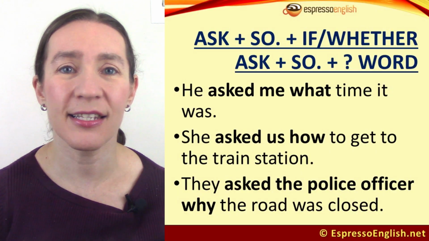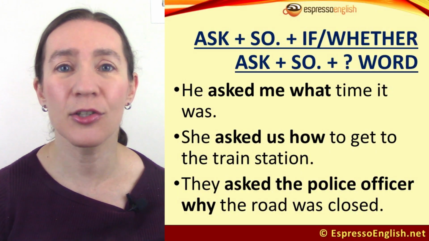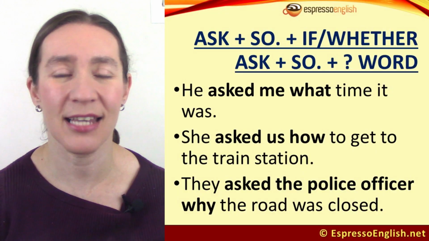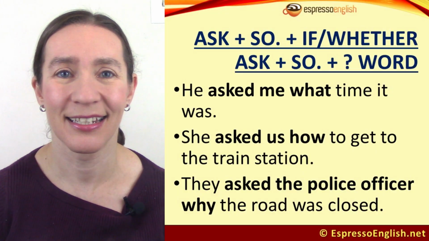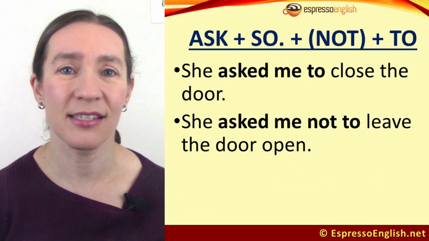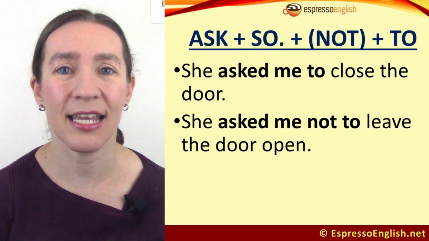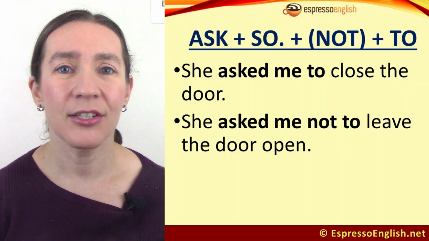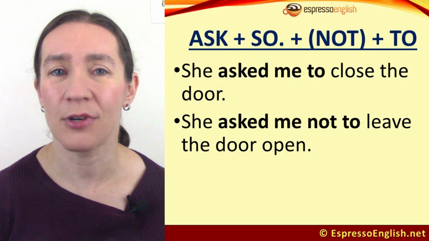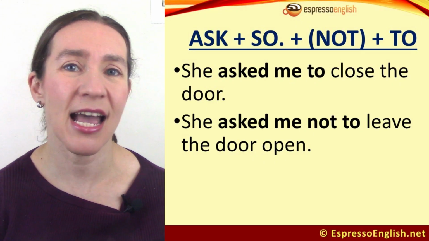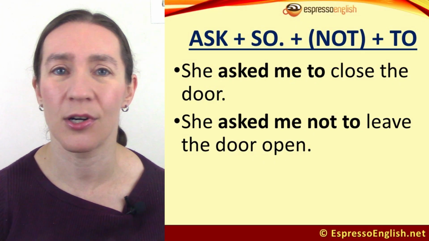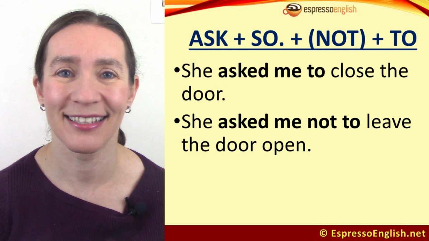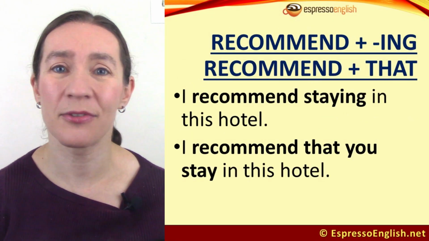Now avoid this common error. They asked to the police officer. No, we just have ask plus the person. We could also use ask someone to for requesting action from the other person. She asked me to close the door. That's a request. Or she asked me not to leave the door open. That's a negative request. Let's look at reporting verbs for advice.